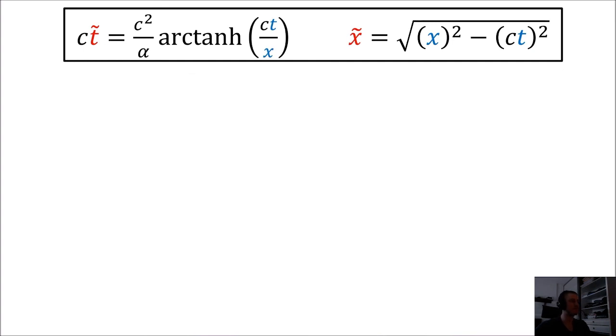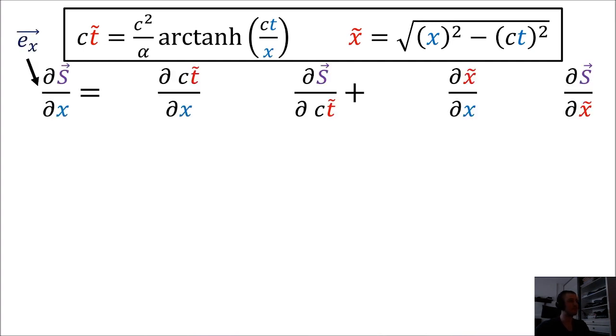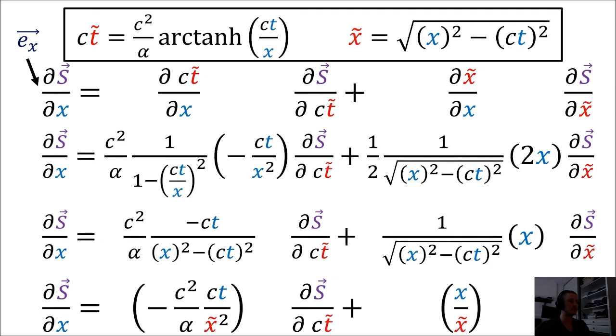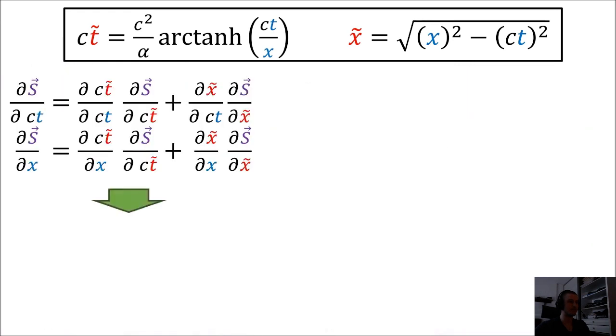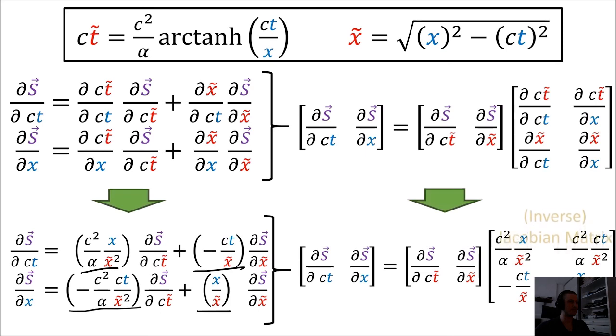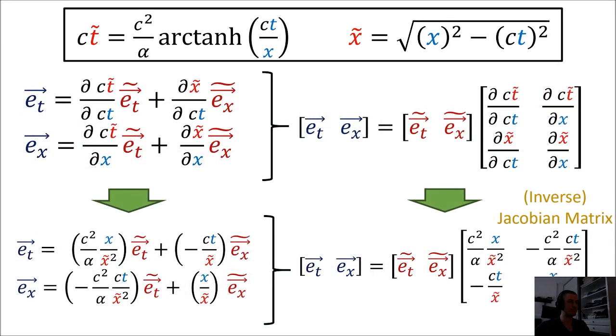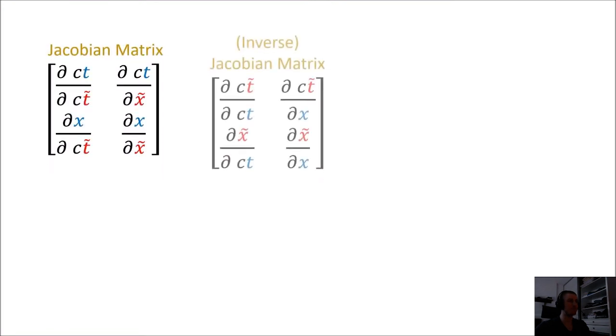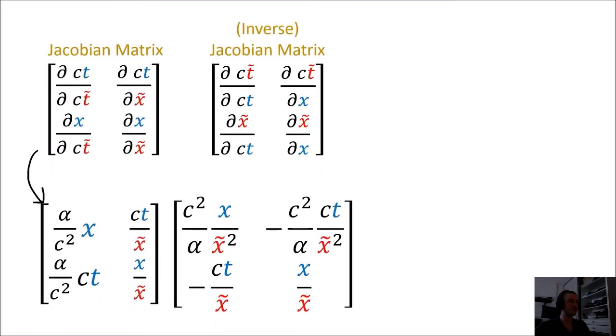We can follow a similar procedure to expand the standard x basis vector using multivariable chain rule. And we get the coefficients negative c squared over alpha, ct over x tilde squared, and x over x tilde. Using these coefficients, we can get the inverse Jacobian matrix. Once again, we can also rewrite these formulas using the standard basis vector notation instead of the partial derivative notation. We can try multiplying the Jacobian matrix and the inverse Jacobian matrix.